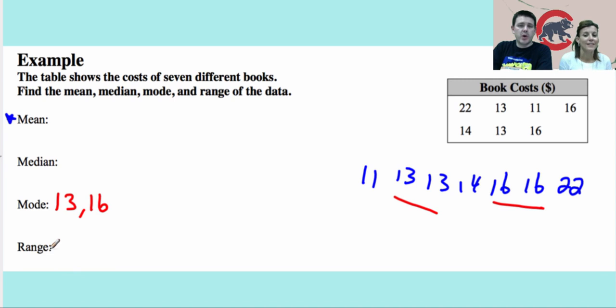Let's knock out the range while we're here. That's the high minus the low. So we're going to do 22 minus 11, which is 11.